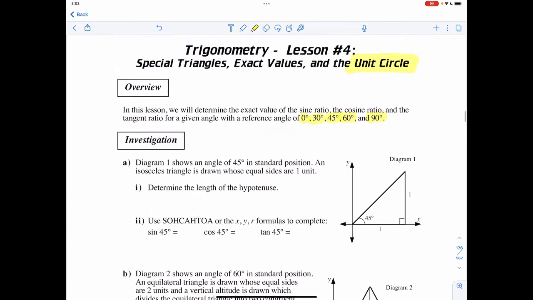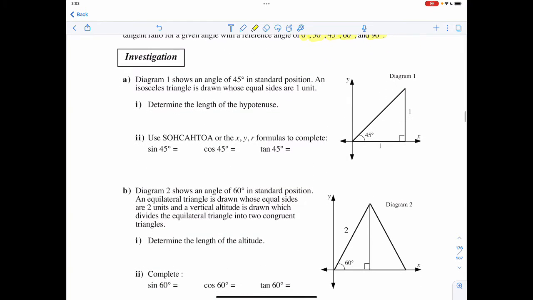So to start with, if we're investigating 45 degrees, that would mean that my opposite and my adjacent are equivalent, because this would be 45 degrees, this would be 45 degrees, and this obviously is going to be 90 degrees. If the two angles are the same, then it's an isosceles triangle, and the two side lengths are the same.